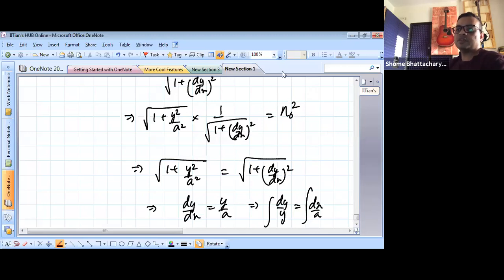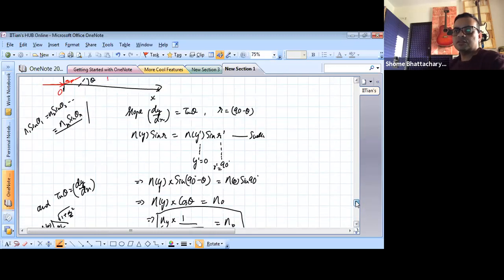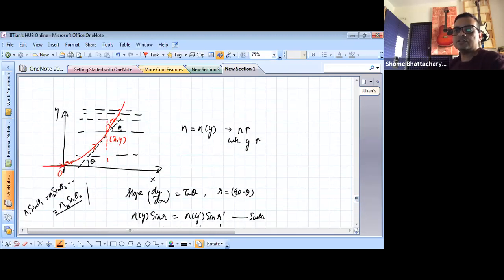So anyway, this is just one arbitrary example. So I'll give you something more to solve also. But first of all, you understand the method. In the method, we are using a sort of continuous application of this thing, Snell's law. This one. Continuous application.